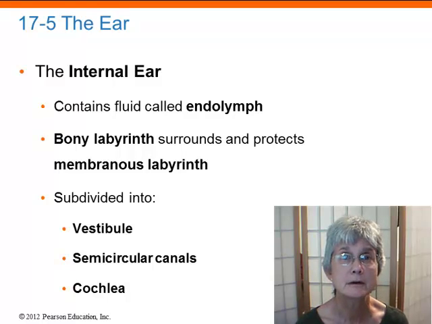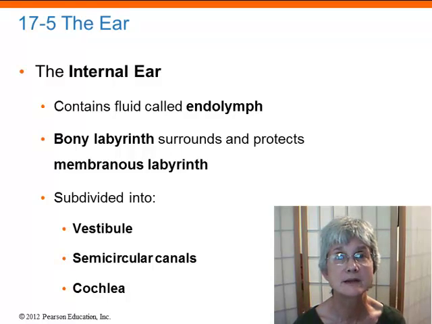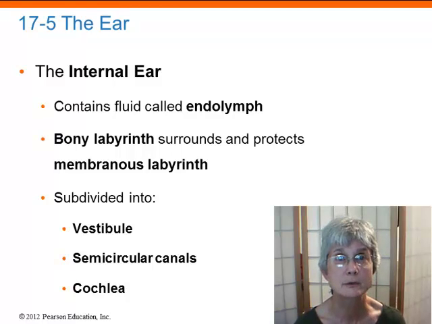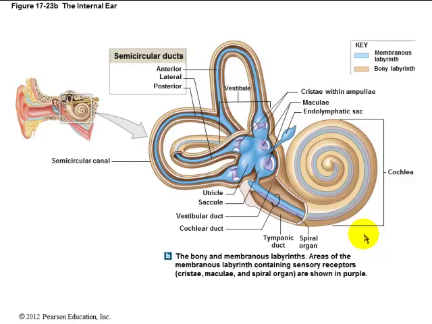The internal ear, the way it's built, has a bony shell surrounding a membranous canal. There's a fluid in the bony shell called the perilymph, and inside the membranous canal there's another fluid called the endolymph. The bony labyrinth is subdivided into three parts: the vestibule and semicircular canals associated with equilibrium, and the cochlea associated with hearing. As you can see in this image, the cochlea here contains the cochlear duct. We'll come back to that when we're ready to talk about hearing. For now, let's focus on the other parts, the equilibrium parts of the inner ear.